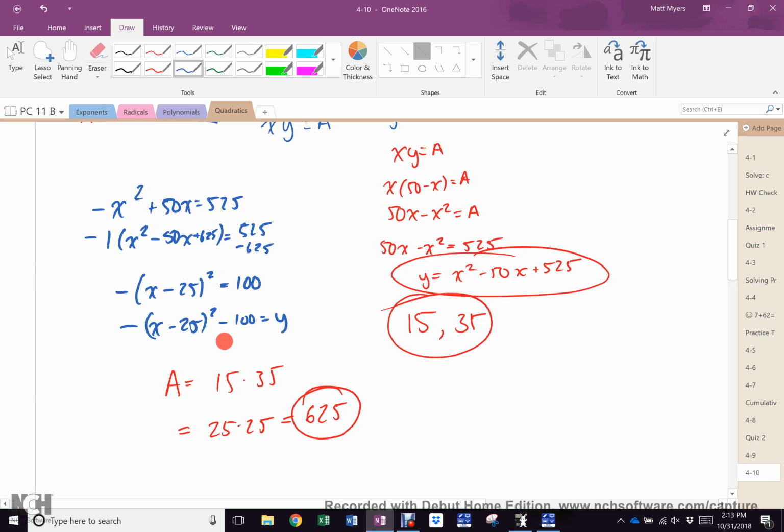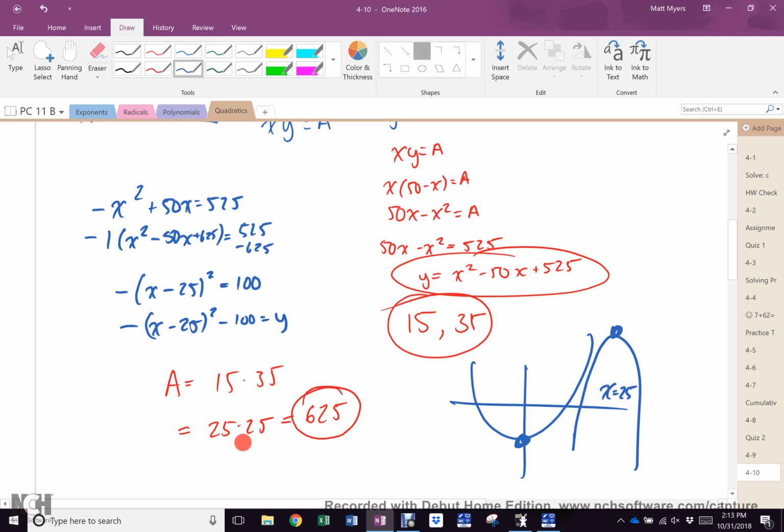So we get a vertex, yeah? So it looks like this, right? So that's an extreme, yeah? And that extreme is where x is 25. Since that's a minimum, or if I turned it this way, because that's negative, that would be a maximum, wouldn't it? Right? And my maximum is when x equals 25. That is why this works.